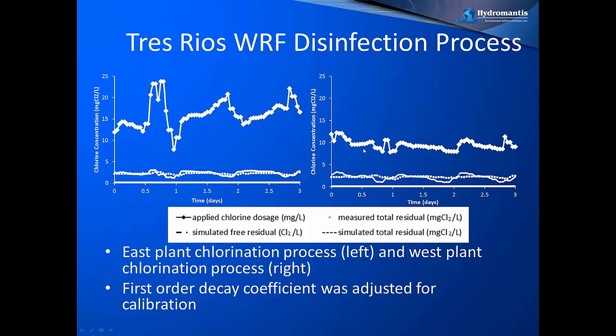Similarly, for the east side, the chlorine dosing, the measured residual and the simulated residual in the plant. In this particular case, the main calibration parameter was the decay rate for the chlorine. That was the most important parameter, and we are still looking at some more data and trying to further see the validity of the model and the decay equation there.